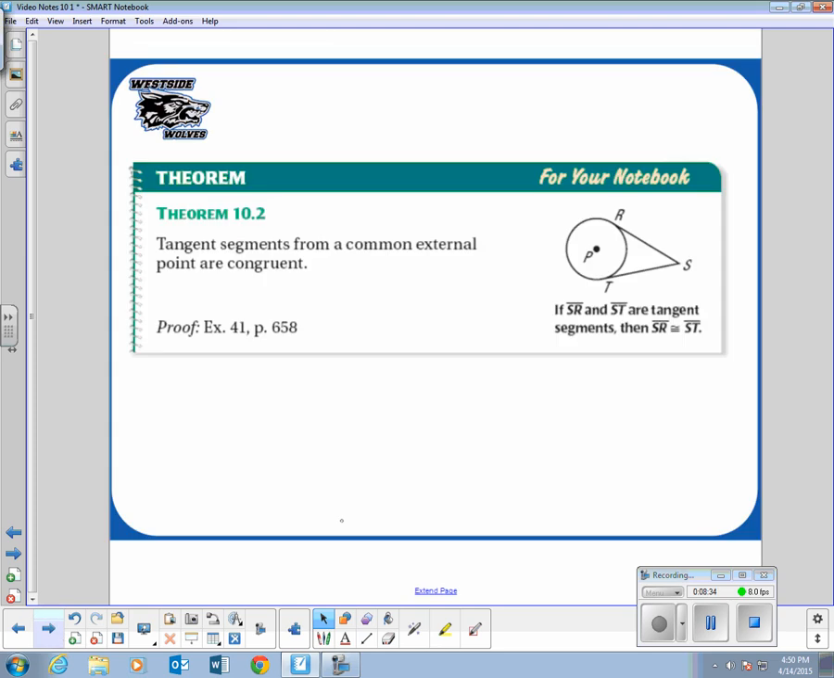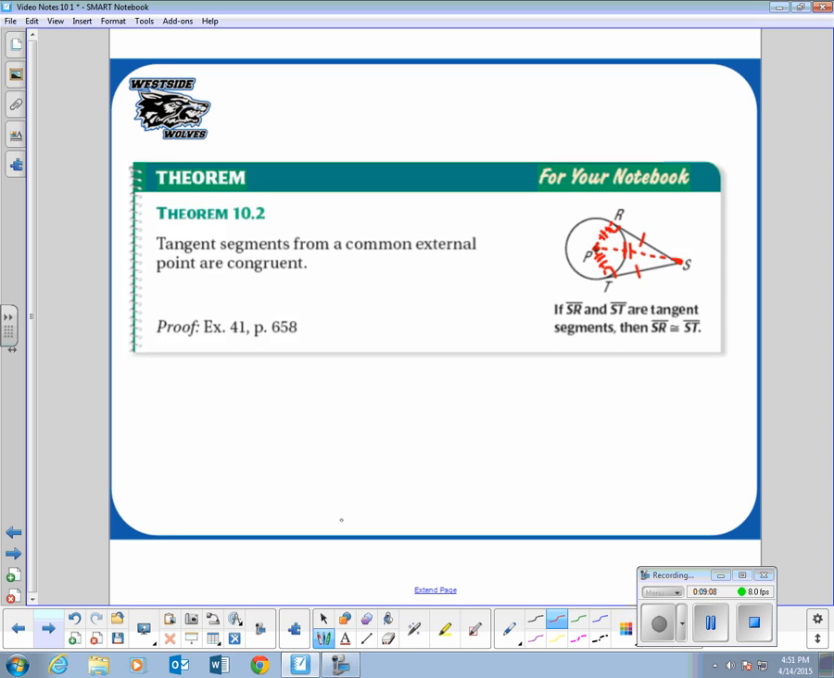All right, here is our next theorem. Theorem 10.2 says tangent segments from a common external point are congruent. So what we're saying here is that if we have a point out here and we have two tangents, that means this piece and this piece have to be congruent. And actually, if you remember back to first semester, if these are tangents, that's a right angle, that's a right angle. And so if I connect these, this will be the reflexive property. These radii have to be the same.